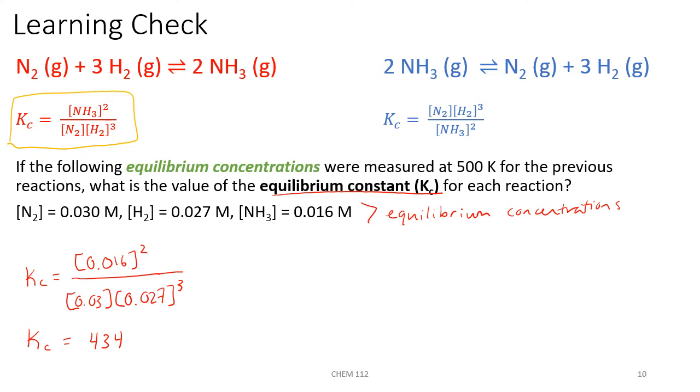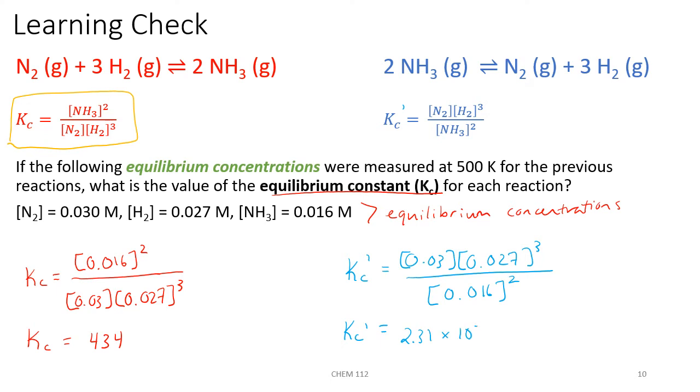We could also do the same thing for our other reaction. K sub C was equal to the nitrogen concentration, which is 0.03 molar, times the hydrogen concentration, 0.027 molar, and that had to be cubed, over the ammonia concentration, which is 0.016 molar, and the ammonia was squared. This would represent K sub C prime because it is actually the inverse of our first reaction. So when we calculate this, we end up getting 2.31 times 10 to the negative third.